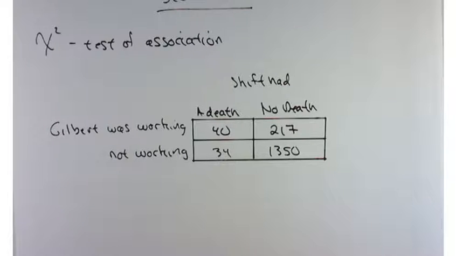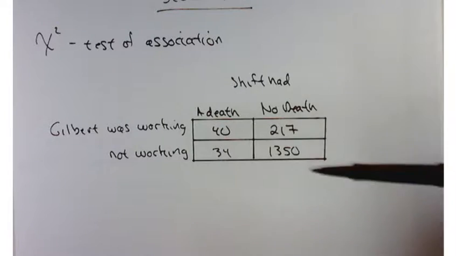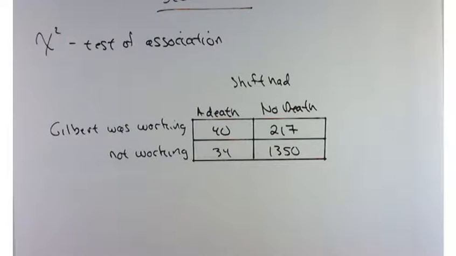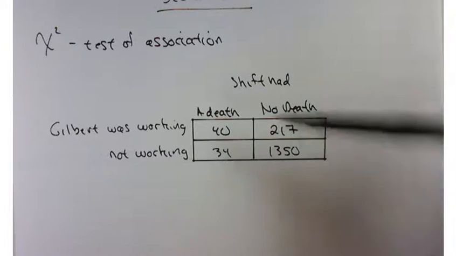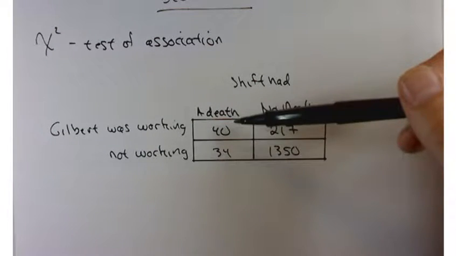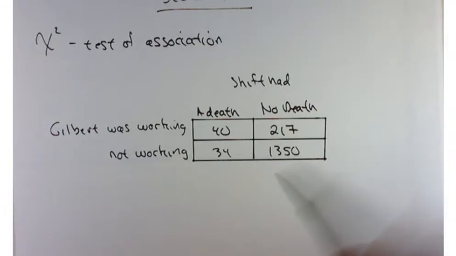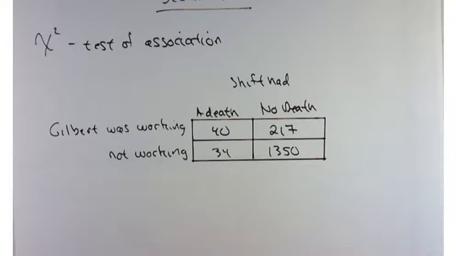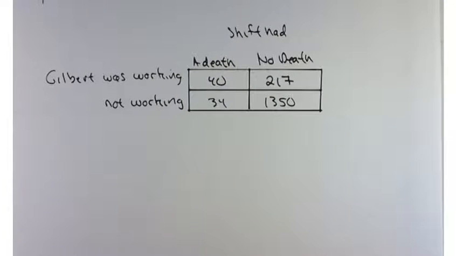So a number of years ago, there was a nurse working in a hospital, I think in Massachusetts, and her fellow nurses noticed that, gee, while Gilbert was working, there's a lot more death that occurred than at other times. And so they started looking at things, and they came up with this table of data here. It shows the number of deaths when Gilbert was working and when she was not working, and then in other shifts. Now, if you look at these, you can form some proportions.